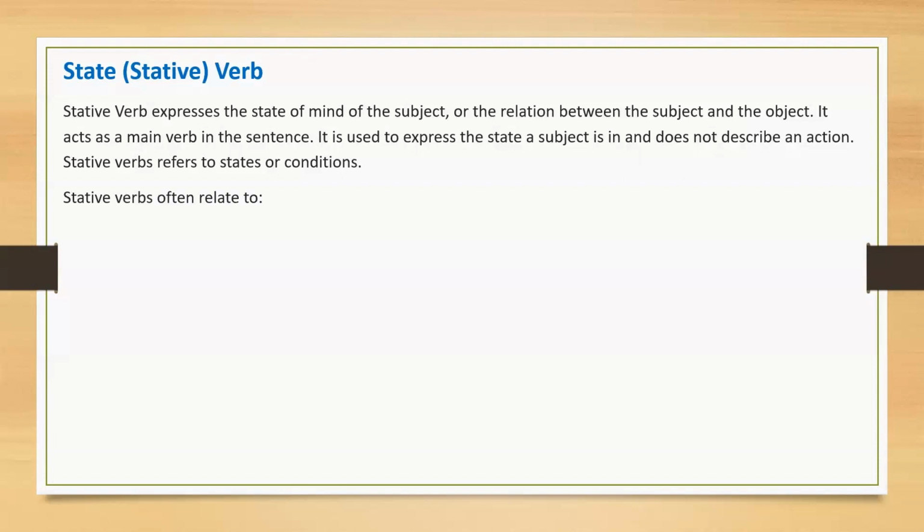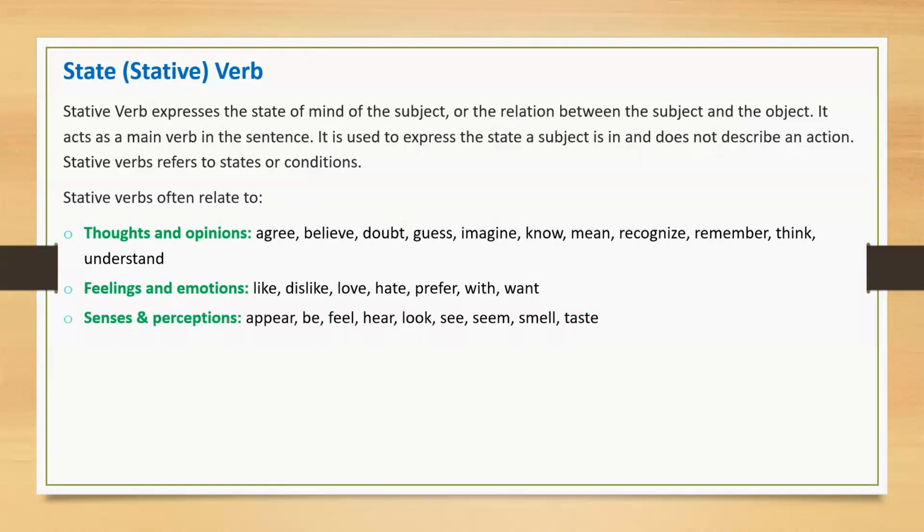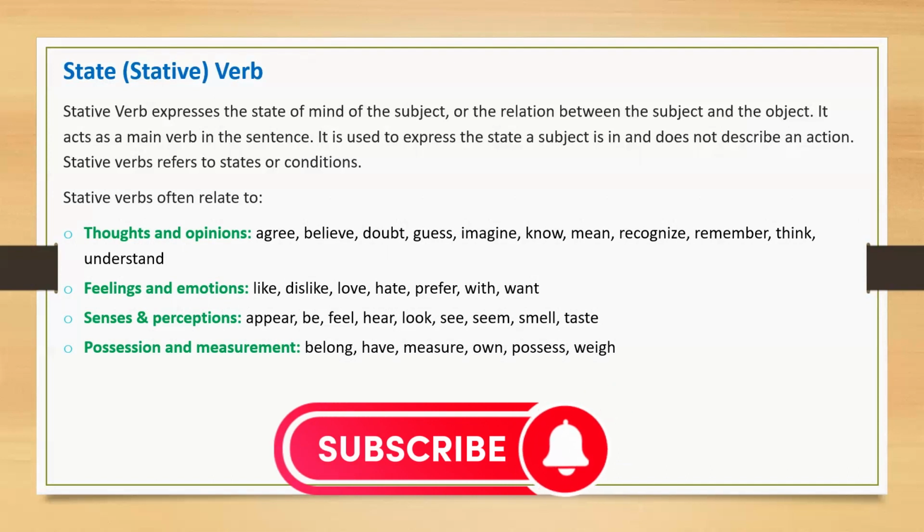Stative verbs often relate to thoughts and opinions like agree, believe, imagine, recognize. Feelings and emotions like like, dislike, love, hate. Senses and perception: appear, feel, see. Possession and measurement: belong, have, possess, weigh.